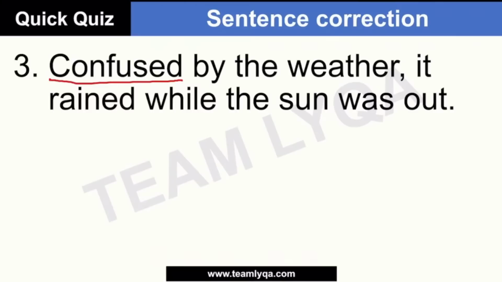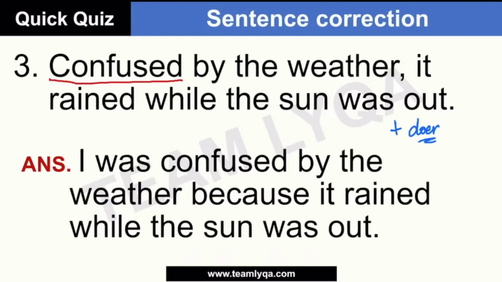We have to put, again, magdadagdag tayo ng doer dun sa pagiging confused. So we could say something like, I was confused by the weather because it rained while the sun was out. Okay? Hindi ko naman kasi pwedeng sabihin na I rained while the sun was out. Kasi ang ginawa mo is you were confused. Okay? So you can rephrase it like this.